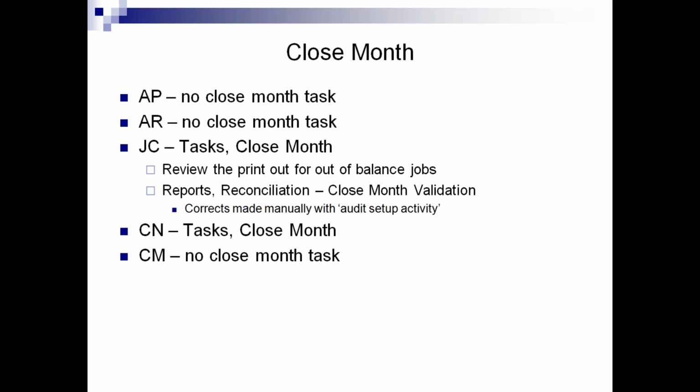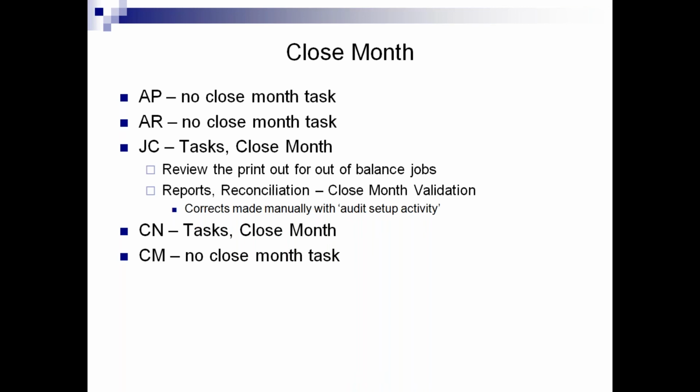In job cost, there is a closed month. You'll run tasks, closed month. And one thing I want you to be aware of is that there is a report that is generated with this closed month that is doing some verifications within your job cost master file. It's actually balancing from the category level up to the cost code level up to the job level. You need to be sure that you look at that report to make sure that everything says it's in balance.